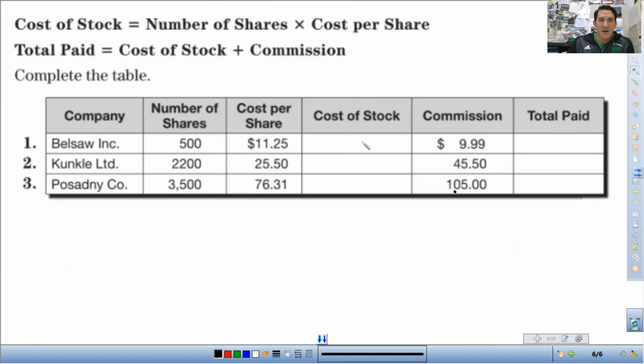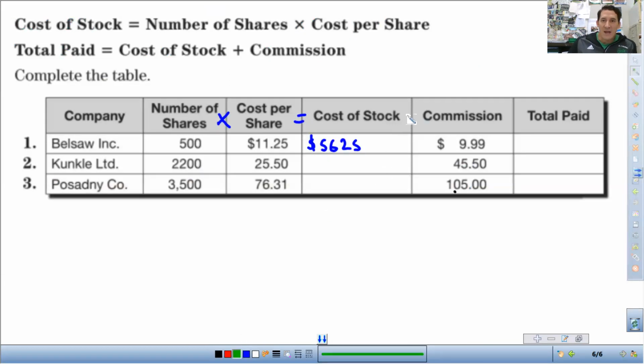So to calculate the total paid out of pocket, you just do the number of shares times the cost per share, and that'll give you the cost of the stock. So 500 times 11.25 comes out to $5,625 is the cost of the stock.